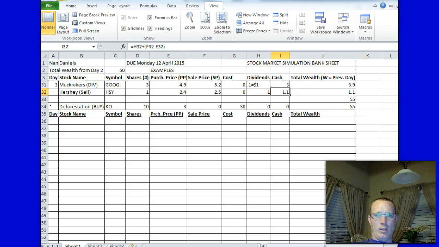I'm going to hit undo on that. Okay. If you look at this, it's H32 plus the difference between the sale price minus the purchase price. And then that total value of increase on your wealth is $1.10. So if I take these two right here, 3.9 and 1.1, and I add them to my total wealth at the end of all of my transactions.